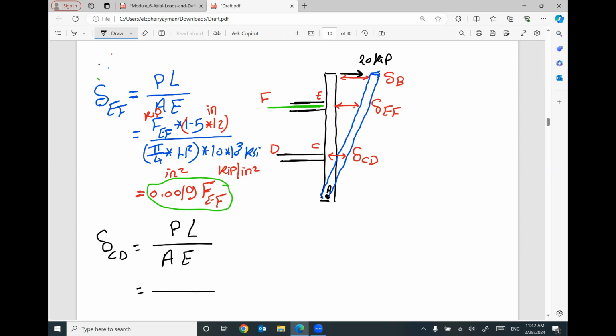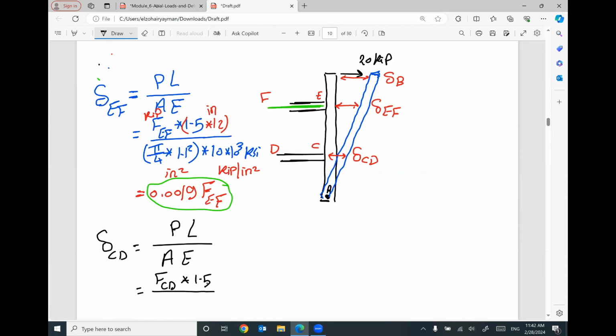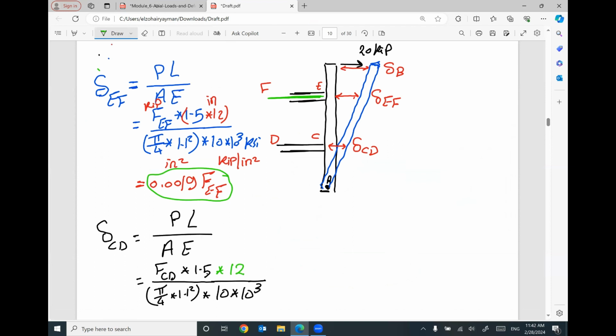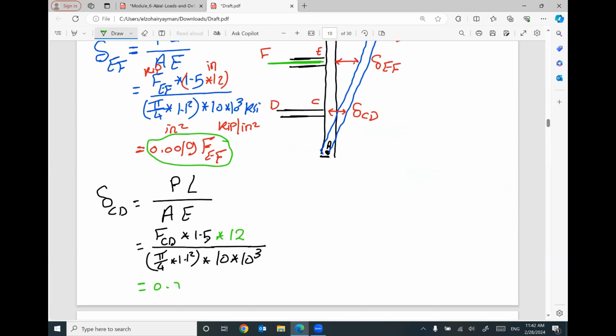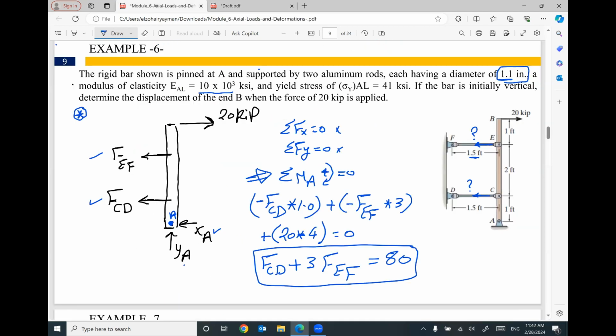So the applied force in this member CD will be FCD. The length of this member is also 1.5 feet. The cross-section area, the diameter is 1.1 inch, so it will also be pi divided by 4 times 1.1 inch squared. The Young's modulus of the material will be the same, 10 times 10 to the power 3. So I will multiply this value by 12 to convert it to inch. So the final value will be 0.0019 FCD. So I found the expected elongation in member CD as a function of the applied force CD.